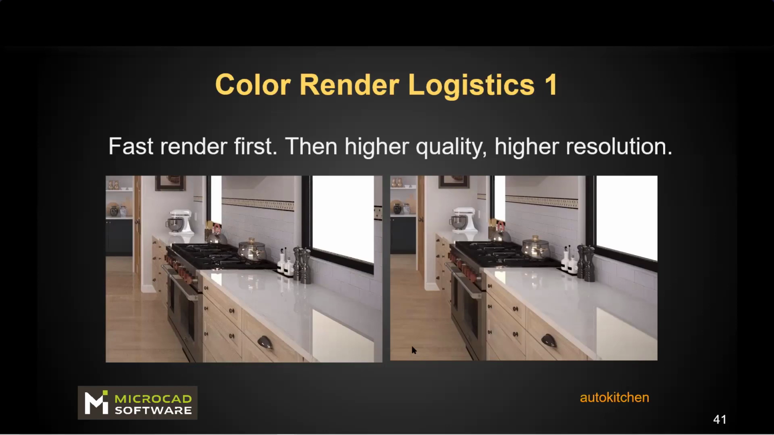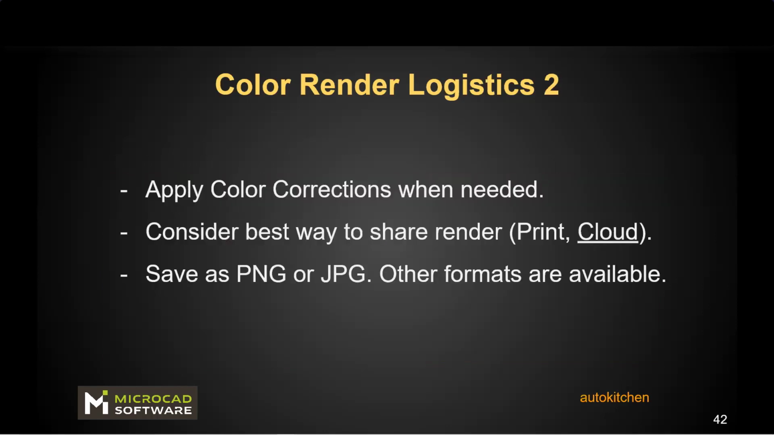So what logistics? I mean, there is no logistics in AutoKitchen. Once you have the render, what you need to decide is, do I need to color correct this render? Number one. Number two, consider the best way to share this. Am I going to print it? Am I going to send it to the cloud? Am I emailing this? And then, of course, save the render in whatever format you prefer. You know, the typical formats nowadays tend to be either PNG or JPEG.